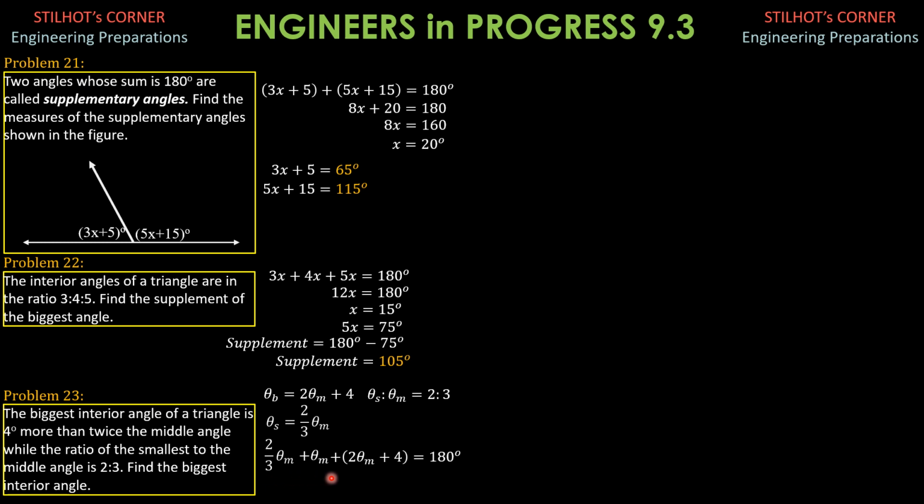So 2/3 theta m plus theta m plus 2 theta m, that's 11/3 theta m. 180 minus 4 equals 176 degrees. So 11/3 theta m equals 176 degrees. Theta m therefore is 3 times 176 over 11, and that is equal to 48 degrees. So the biggest interior angle therefore is 2 times 48, 96, plus 4, 100 degrees. So theta biggest is 2 times 48 degrees plus 4, 100 degrees.